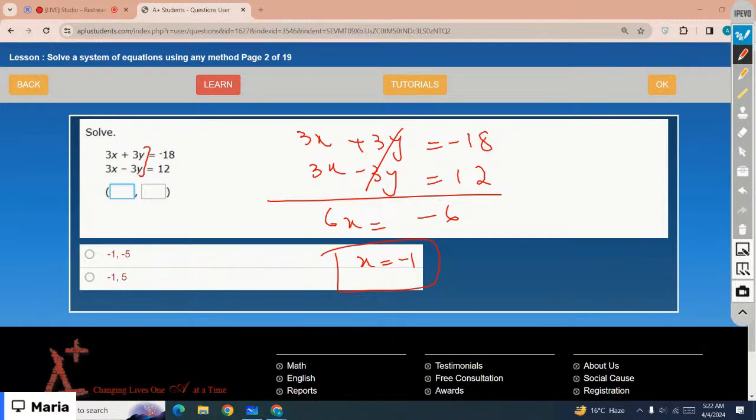Now you can substitute x equals negative 1 in any of the equations and solve for y. 3 times negative 1 is negative 3. 3y equals negative 18 plus 3. 3y equals negative 15 and y equals negative 5, right? So that means the solution of the system of equations is negative 1 and negative 5. Option number 1 is the correct option, right?